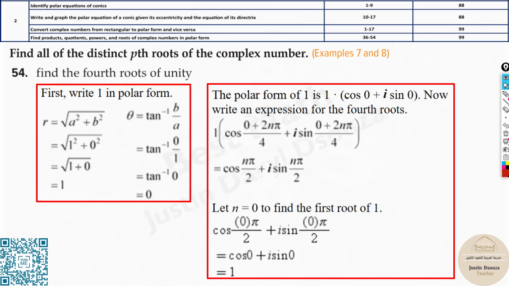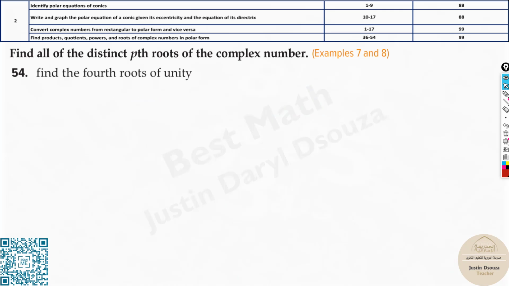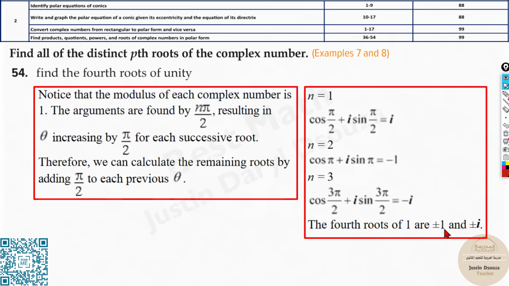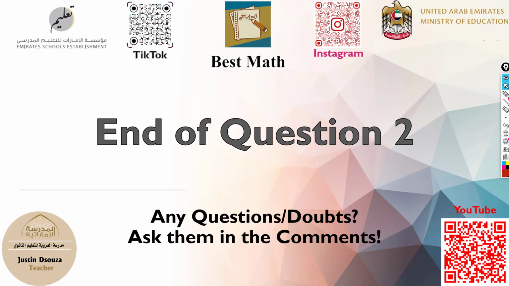And the fourth root of unity, just carry forward 2 more times: 2 roots are plus or minus 1, and then you have plus or minus i. That's it. So that's finally the end of question 2.